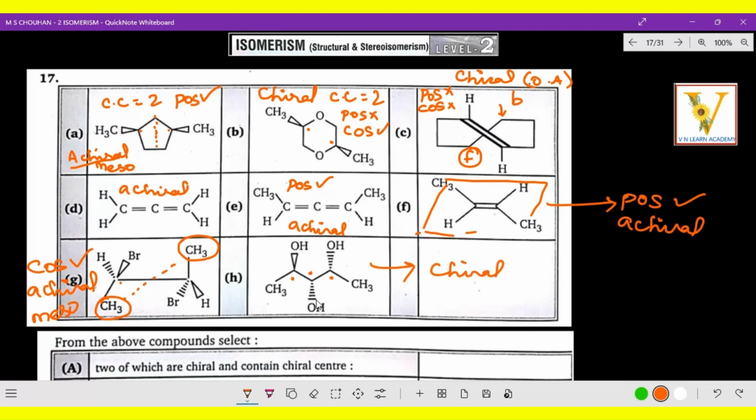And the next one, this is wedge OH, this side also wedge OH, and this is dash OH, this is also dash OH, this is wedge OH, CH3. So POS, COS, POS, COS absent. That's what chiral I just mentioned. Okay, now I hope you got the clarity.